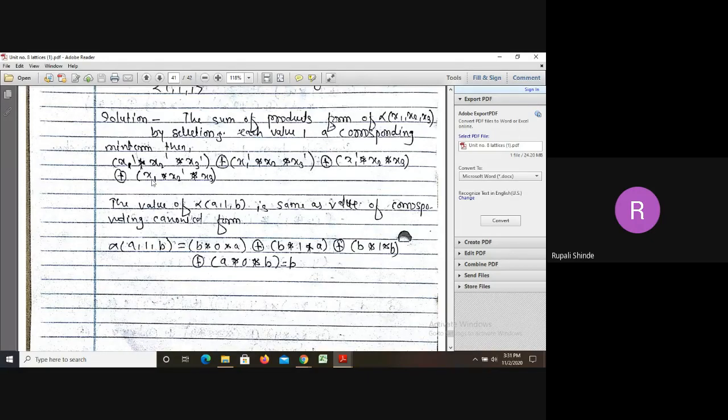And the last one is x1 star x2 complement star x3. The value of x1 is A, that is given here. x2 complement: the value of x2 is 1 and its complement is 0. And the last one is x3, the value of x3 is B. So the last bracket is A star 0 star B. So this is the required expression for this given formula.